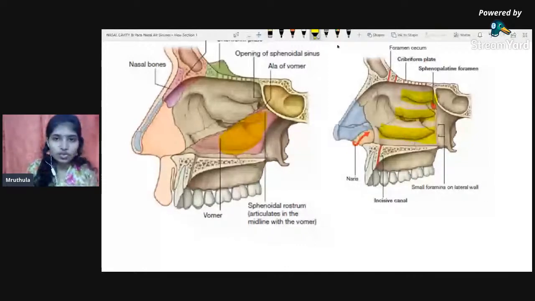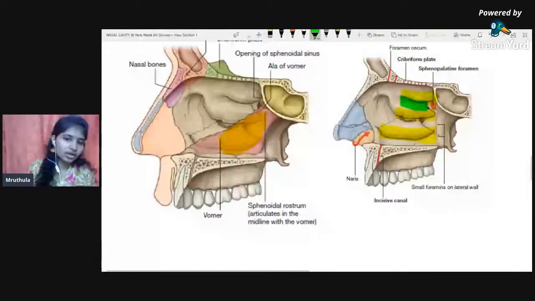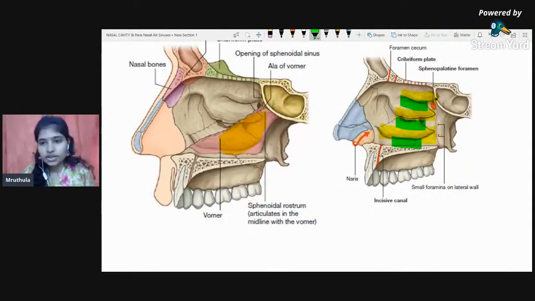What is present in between 2 concha? Very good guys, you've mentioned concha, right? Can you name what is present in between the superior and the middle concha, in between the middle and the inferior concha, and below the inferior concha? How do you name that particular region? That is what I'm highlighting in green color.